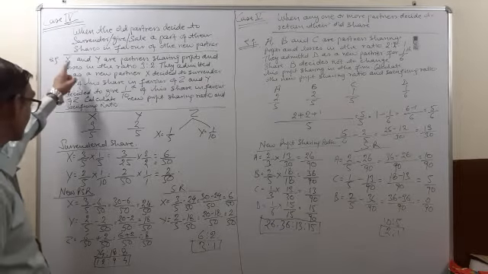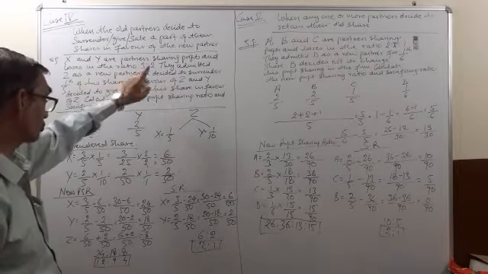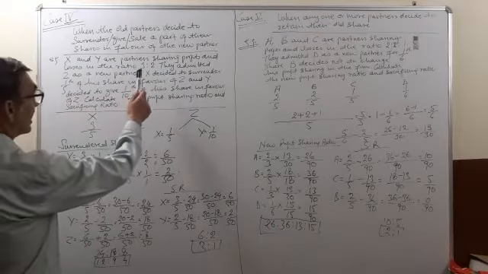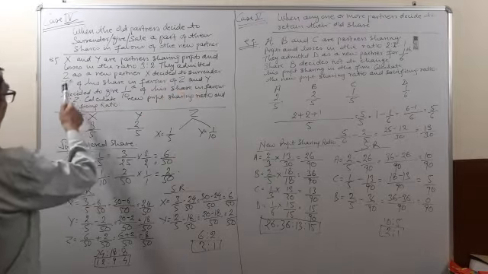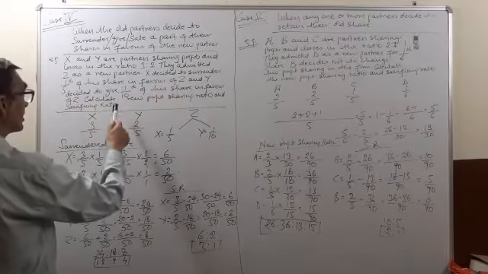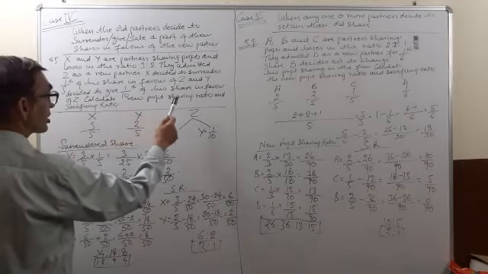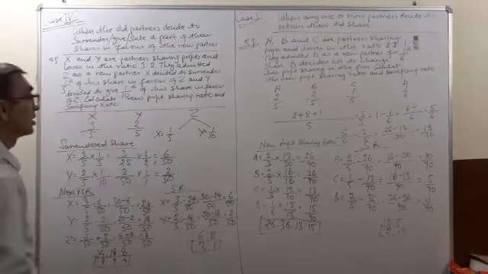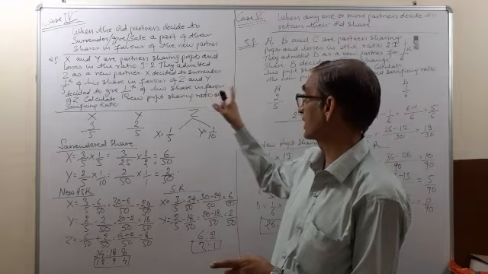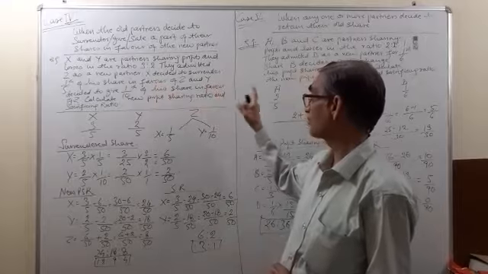Take an example. X and Y are partners sharing profits and losses in the ratio 3:2. They admitted Z as a new partner. X decided to surrender 1/5 of his share in favor of Z, and Y decided to give 1/10 of his share in favor of Z. Calculate new profit sharing ratio and sacrificing ratio. So X is surrendering 1/5 of his share in favor of Z, and Y is surrendering 1/10 of his share in favor of Z.